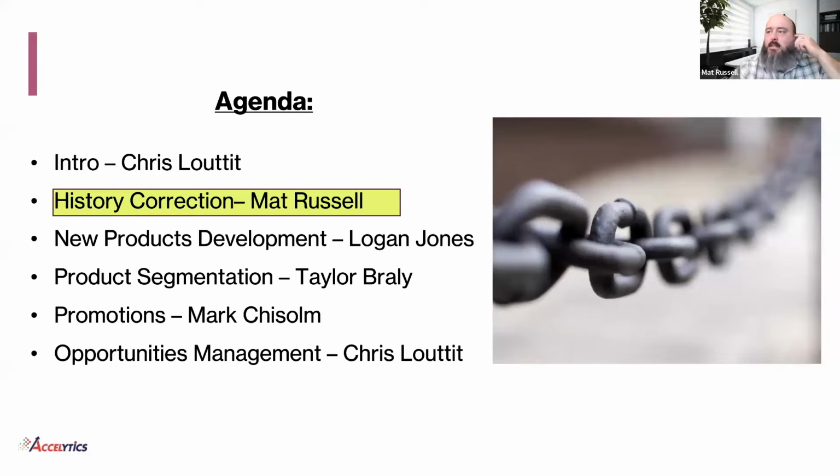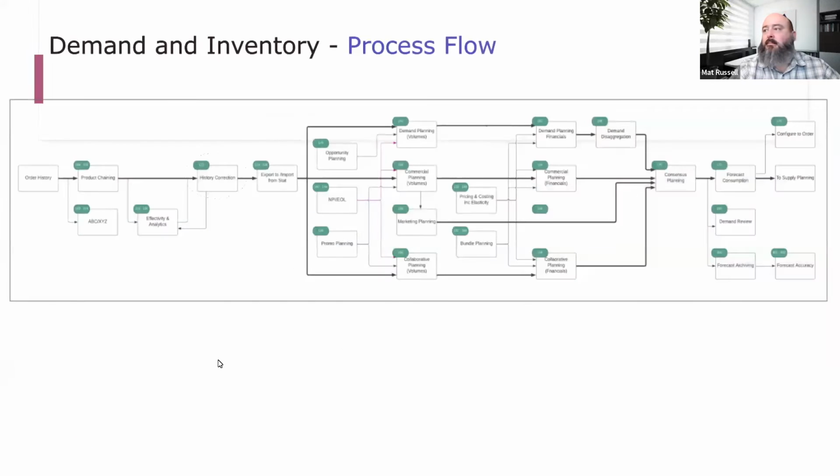Good afternoon, folks. This is Matt Russell. I'm going to walk you through the history correction process. So where we're talking about in the process is very early, right? Your order history is coming in here. You're feeding off to supply planning out here. Where we are right here is history correction. I've generally referred to this as history management, just because your history is correct, but it does need to be managed.